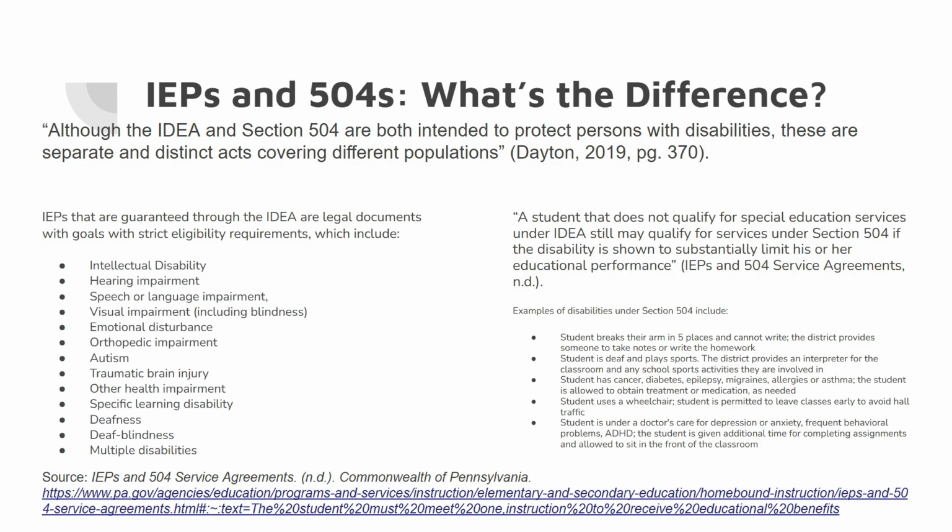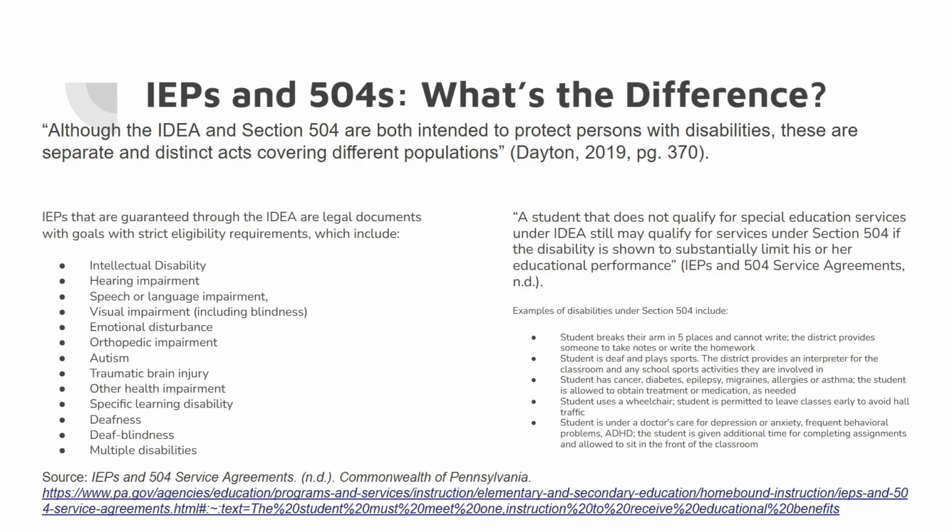Let's discuss IEPs and 504s and what the big difference is between them. John Dayton also cites that although the IDEA and Section 504 are both intended to protect persons with disabilities, these are separate and distinct acts covering different populations. As you can see on the left side of the screen, there's a list of qualifying disabilities that would require an IEP. IEPs serve students with specific disabilities under the IDEA, such as autism or hearing impairments.